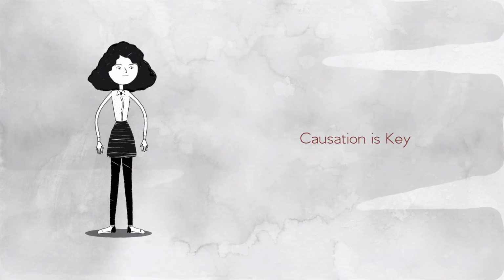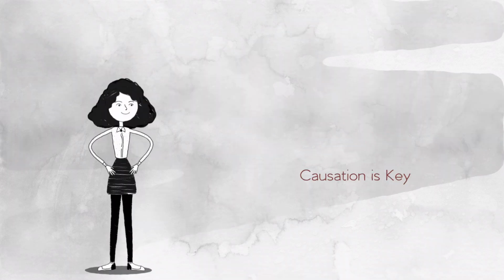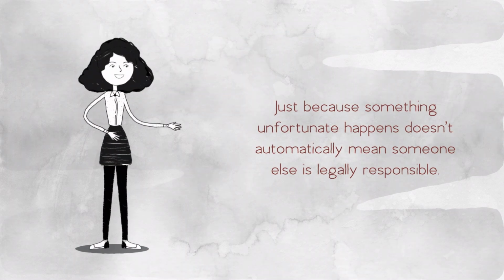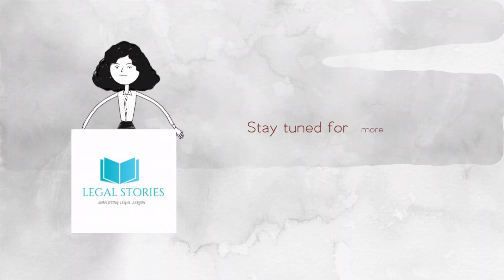Proving that someone's actions directly caused your harm is crucial. Without this, the claim cannot succeed. This case reinforces the importance of understanding legal relationships and the limits of liability. That's all for today's breakdown.